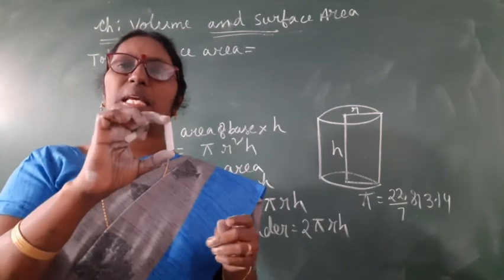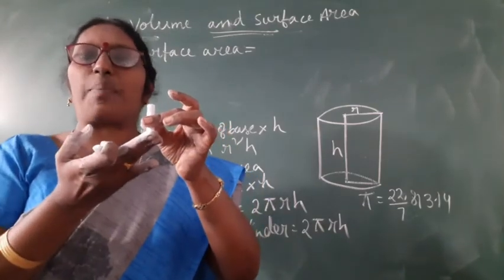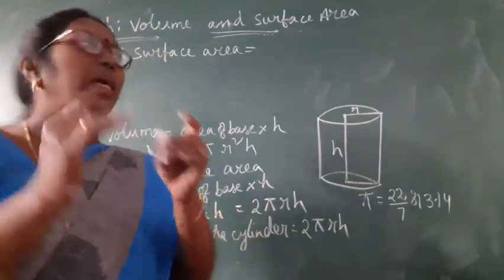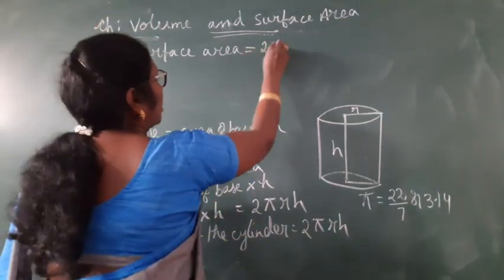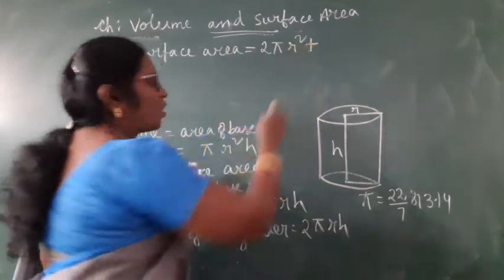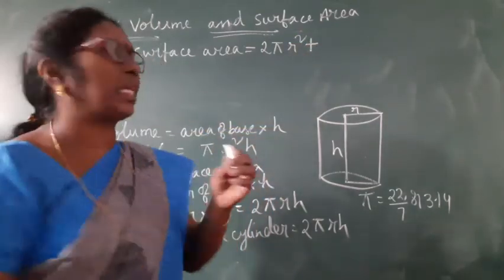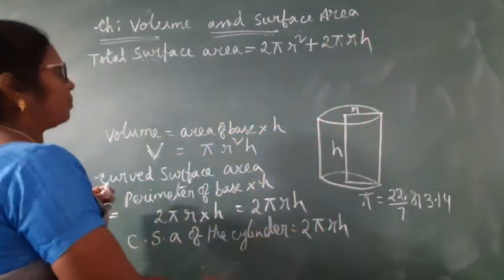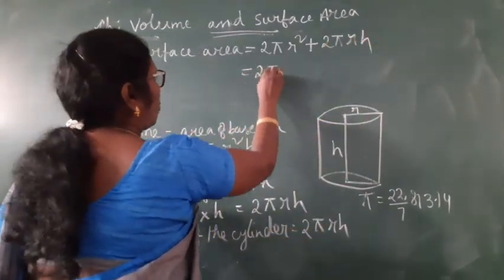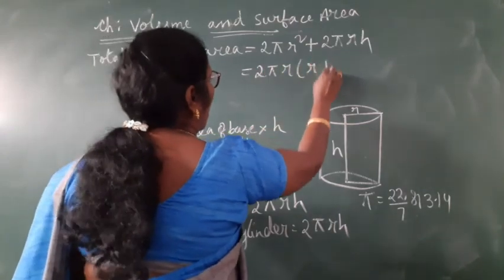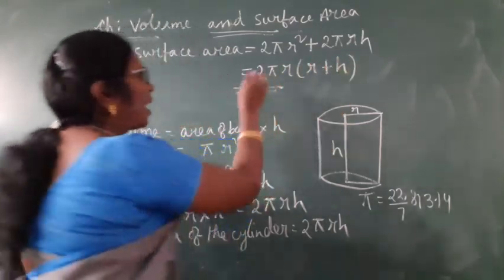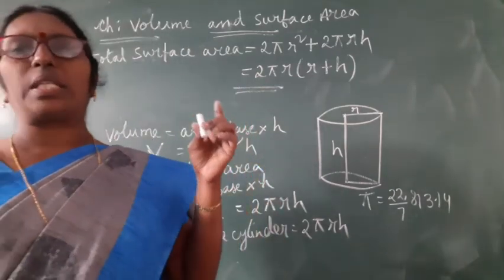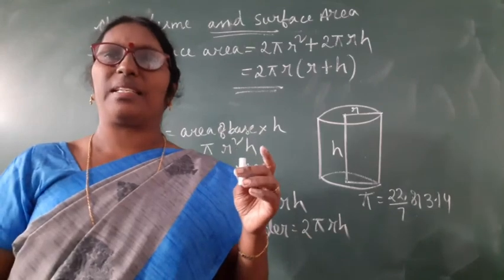So the total surface area of a cylinder: the area of the base is pi r square, the area of the top is pi r square. So the area of base and top together is 2 pi r square. Along with that, the curved surface area of the cylinder, which you have already learnt, is 2 pi rh. So when you take 2 pi r common, 2 pi r into r plus h gives you the total surface area of a cylinder.